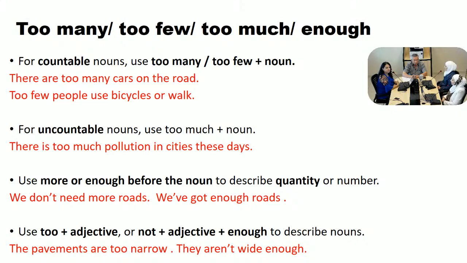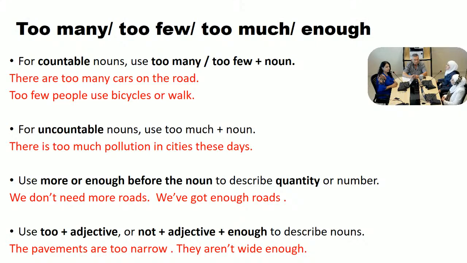For uncountable nouns, we use too much, like there is too much pollution in cities these days. Pollution is uncountable, so that's why we use too much. And we also use there is with the uncountable noun, and the verb is singular.